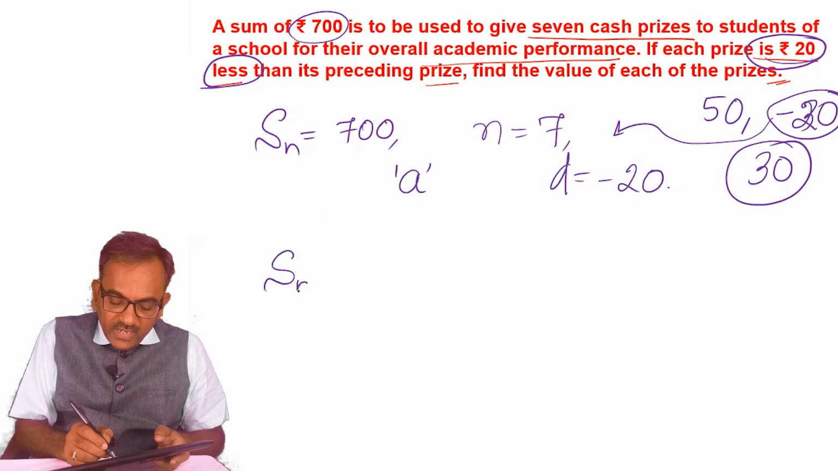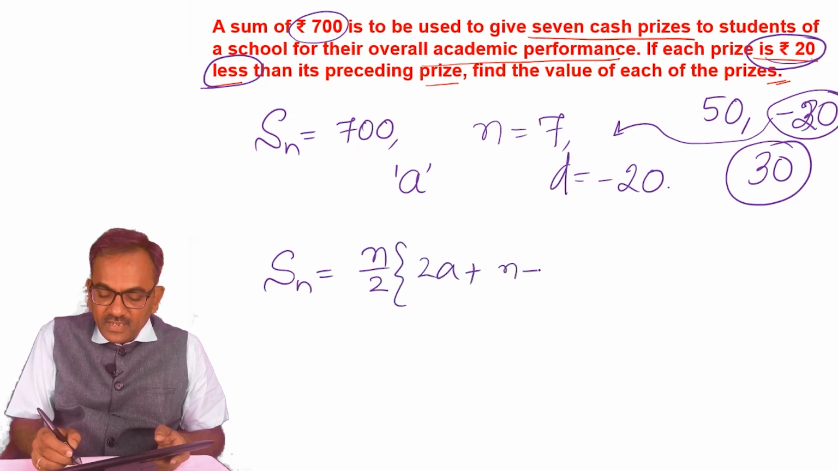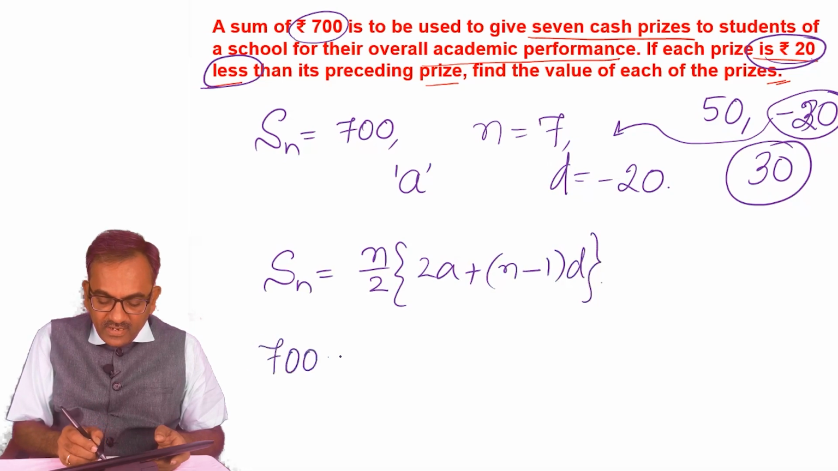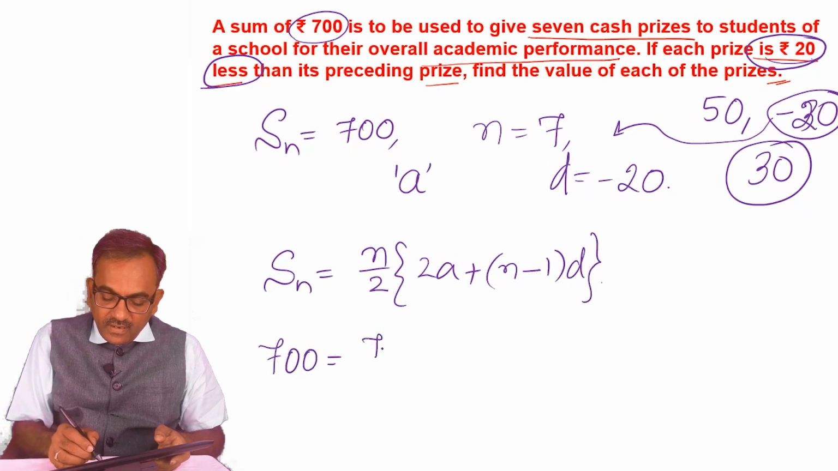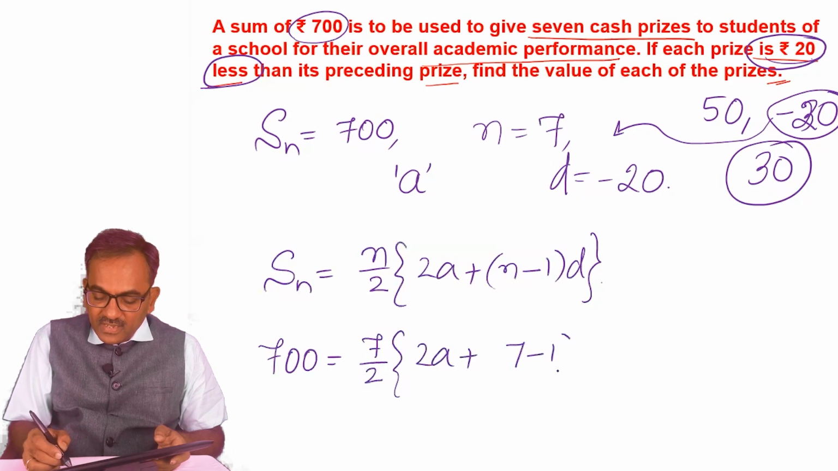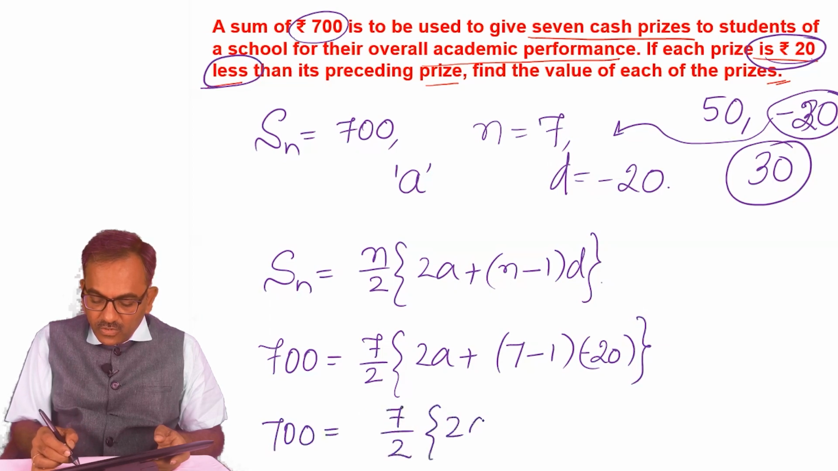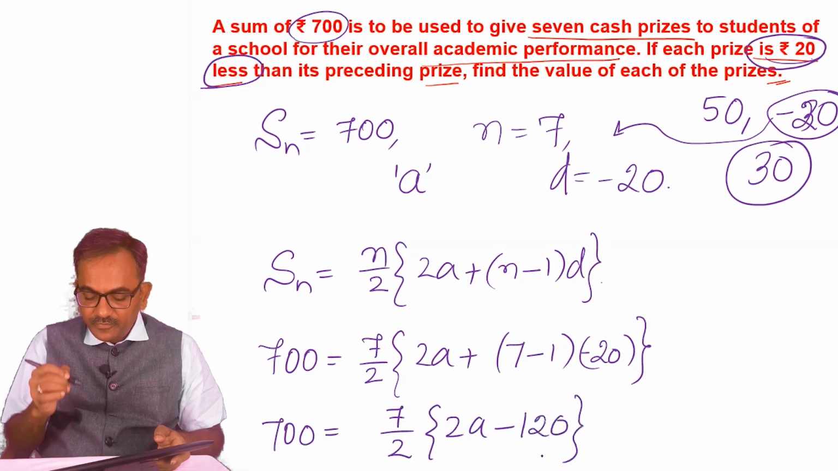So the formula used here, Sn is equal to n by 2 times 2a plus n minus 1 times d. Sn is 700. The sum of all the cash prizes is 700. What is n? n is 7. So 700 is equal to 7 by 2 times 2a plus 7 minus 1 times minus 20. This is 6 into minus 20, minus 120.